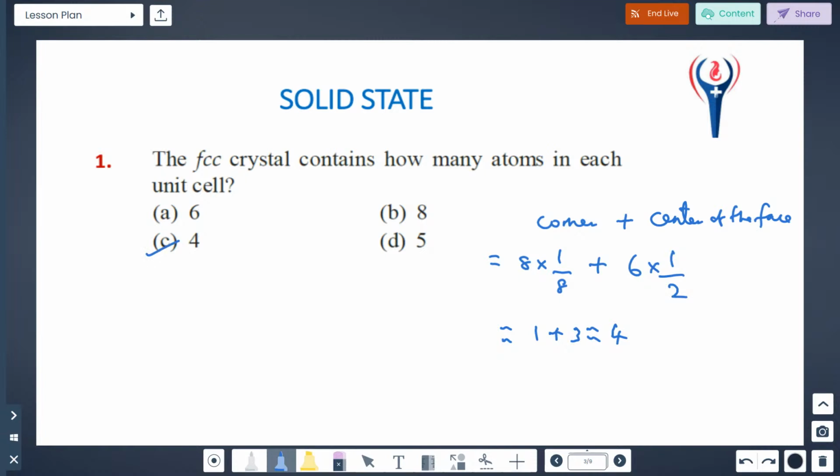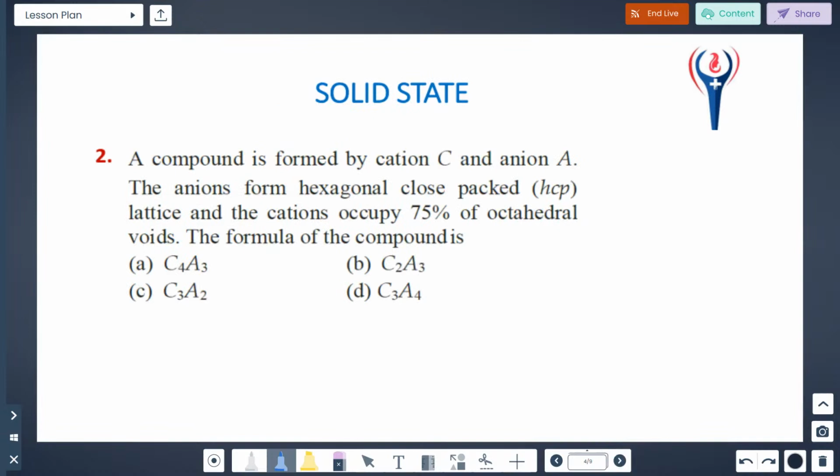See the next one. A compound is formed by cation C and anion A. Anions form hexagonal close pack. See, first you write cation, anion. Understood? Anions form hexagonal close pack. HCP and CCP, these all have octahedral voids present. You know that. Understood? Here we have octahedral voids.